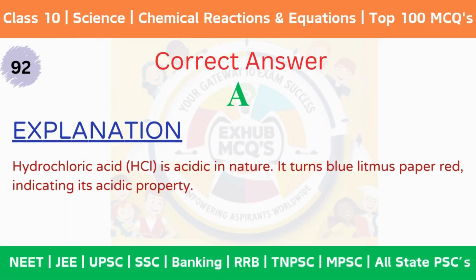The correct answer is option A, turns red. Explanation. Hydrochloric acid is acidic in nature. It turns blue litmus paper red, which is a common test for the presence of an acid.